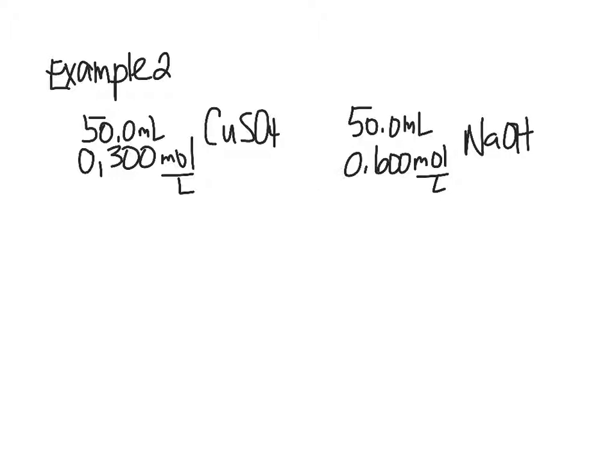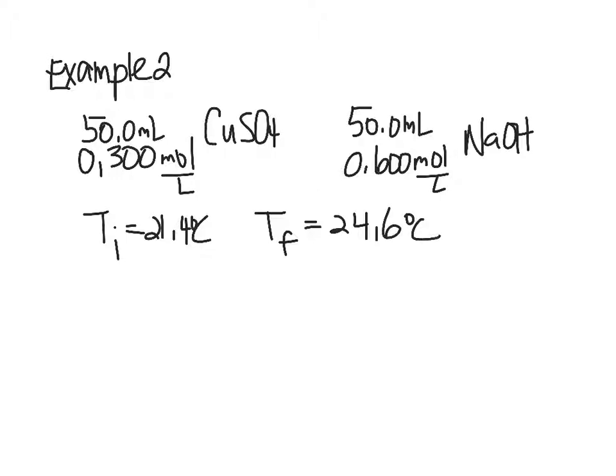These two aqueous solutions produce a precipitate of copper 2 hydroxide and aqueous sodium sulfate. The initial temperature of both solutions is 21.4 degrees Celsius. After mixing, the highest temperature is 24.6 degrees Celsius. Determine the molar enthalpy change for copper sulfate. So we want the molar enthalpy change for copper sulfate.